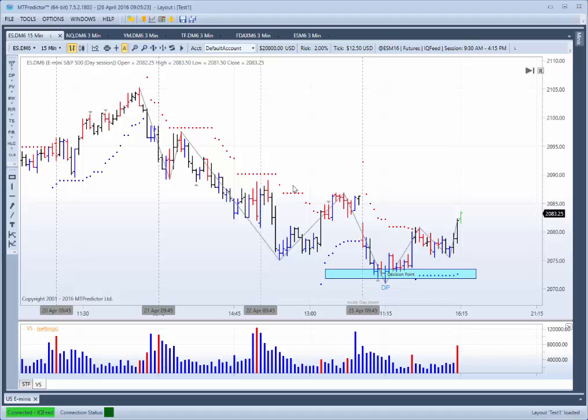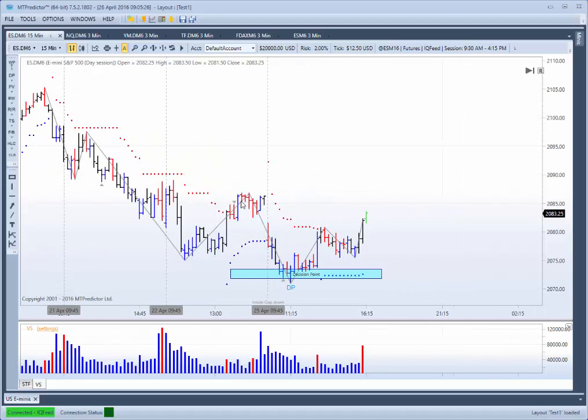Let's turn training mode off and you can see that's exactly what happened. The market came down, it actually made a low at that level. In fact, that called the very low of the day for you. So how would you have traded it? Well, you'd have gone down to the shorter time frame chart.